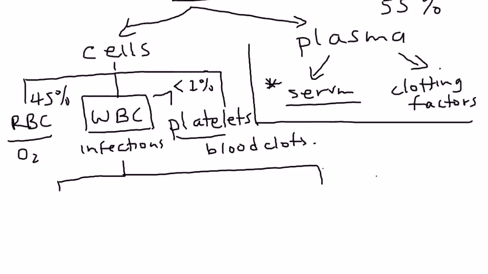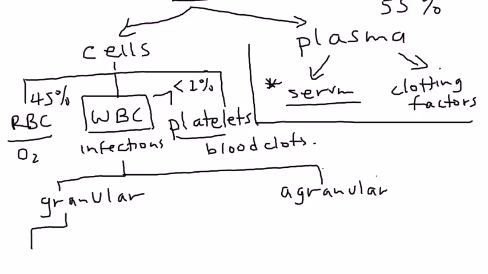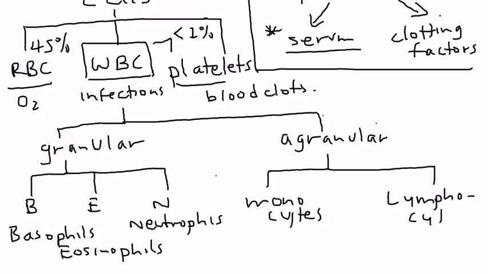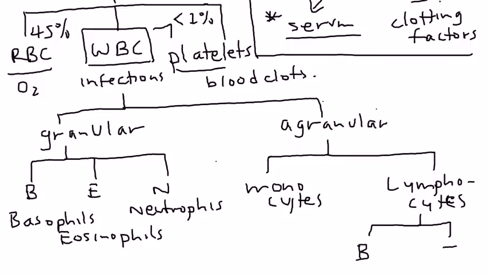Okay, now white blood cells, that is what we're really talking about. There's two categories: granular and agranular. The granular ones, you probably have heard of these: basophils, eosinophils, and neutrophils. Then the agranular ones: you've got monocytes and lymphocytes. Finally, just when you thought it wouldn't end, lymphocytes break down into two types, B and T. Why did I draw all this out?